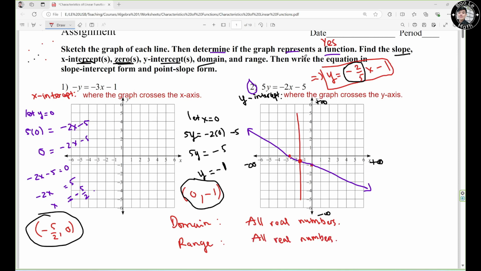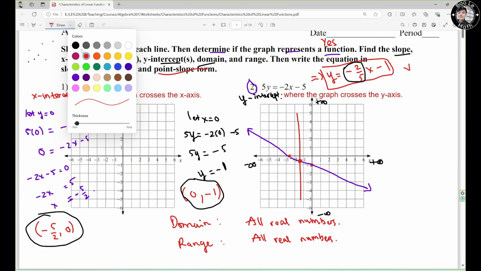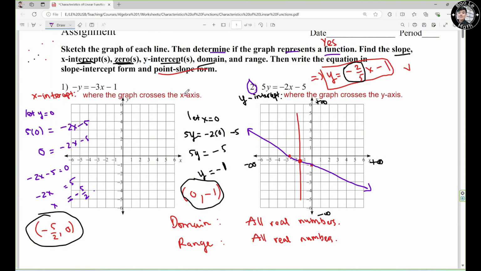Now next one, we need to write the equation in slope-intercept form. We already got it right here, so we're done. Now we need to find the point-slope form, right? In order to find point-slope form, you must pick a point on the graph. So I let s equal to 5. You can let s equal to any number. I let s equal to 5 because I see 5 right here, so I can cancel out.